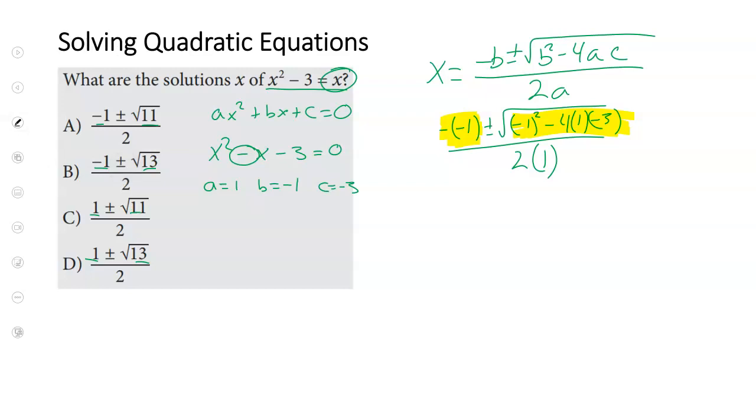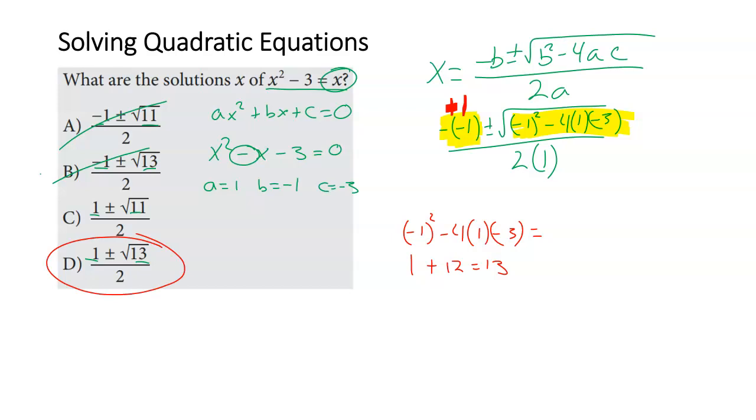All right, looking at -1, that eliminates what options? It eliminates A and B because that gives me a +1. It would be helpful if I change that to a pen. Okay, so we can eliminate those two. All right, so then we're looking at our discriminant. Is -1 squared minus 4 times 1 times -3 equal to 11 or 13? One plus 12 equals 13. So that leaves us with answer option D.